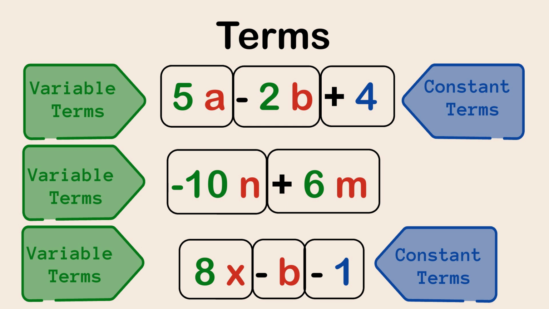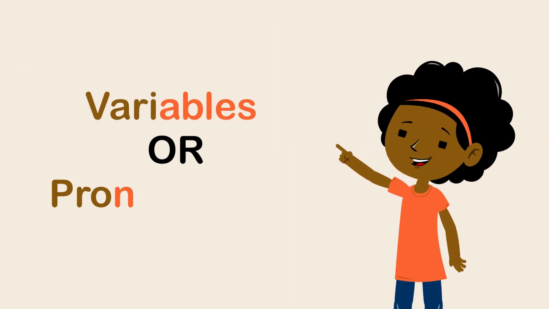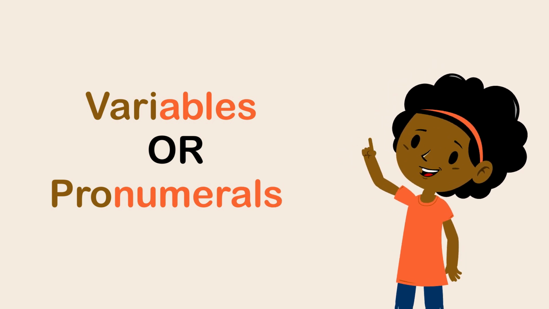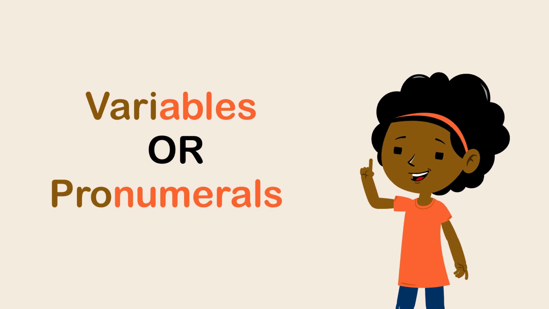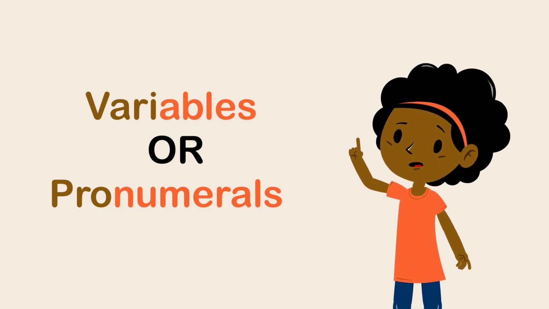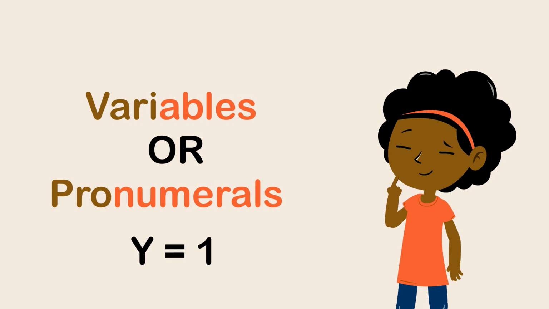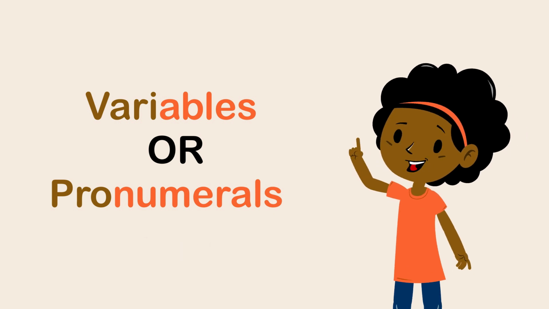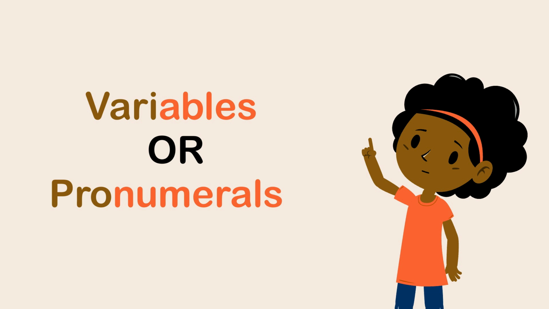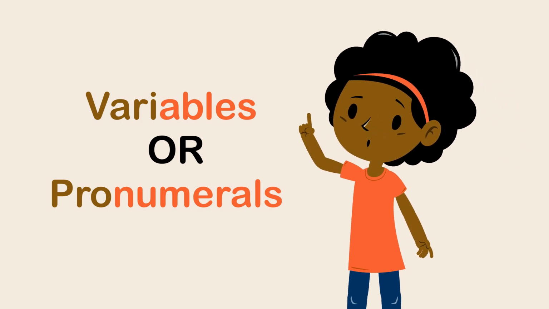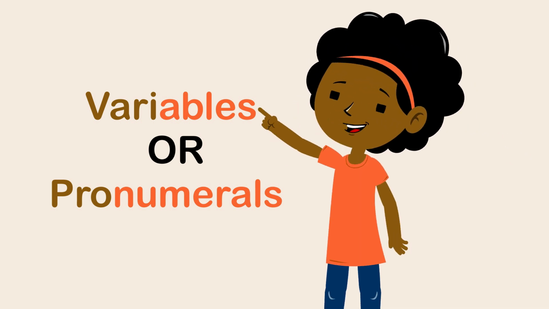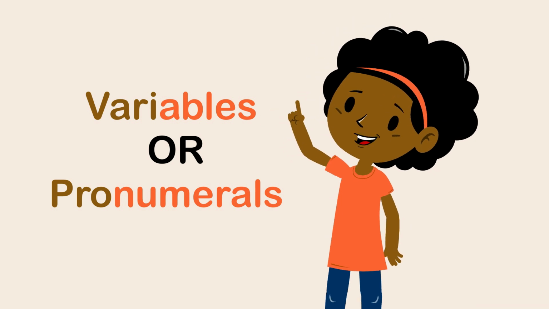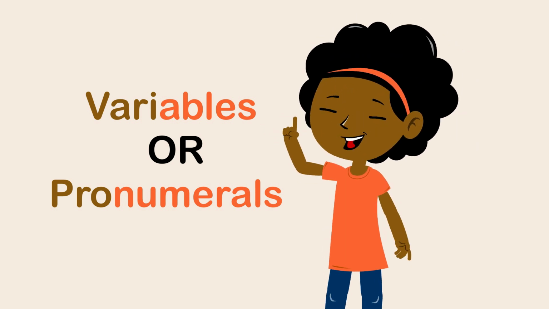Now, before we dive deeper into these two types, let's talk about the letters that we see in algebra. These letters are called variables or pronumerals. The word variable comes from vary, meaning to change. They are called variables because the letters represent numbers that can change. For instance, y could be 10 in one expression and 6 in another. It varies, so we call it a variable. These letters can also be called pronumerals, where pro means in place of, and numeral means number. This makes sense because variables are used in place of numbers. So, whether we call them variables or pronumerals, they are letters that stand for numbers that change.